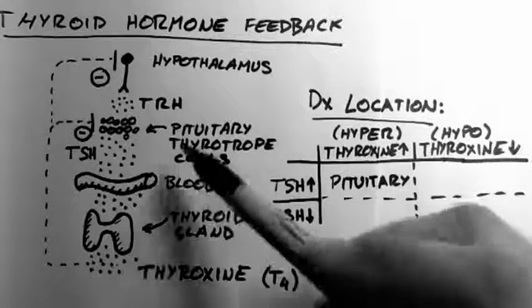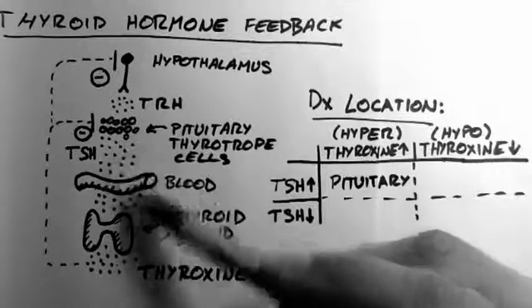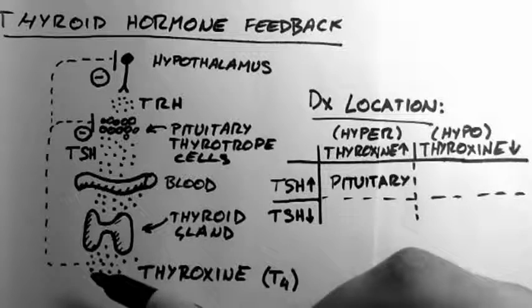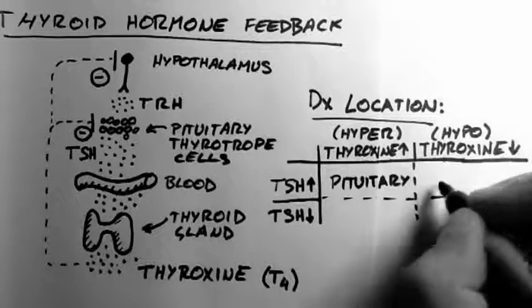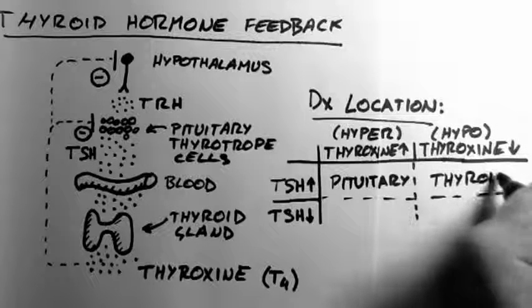If thyroxine is low but TSH is high, then there must be a problem in the thyroid, which means that it's not responding to the high levels of TSH.